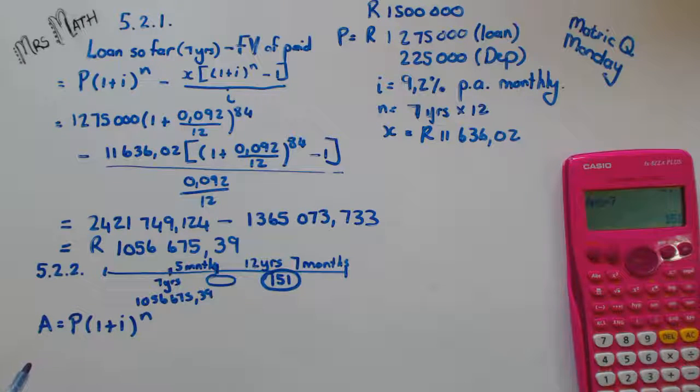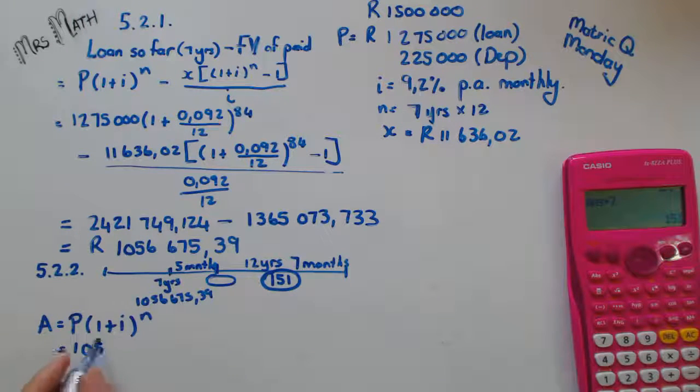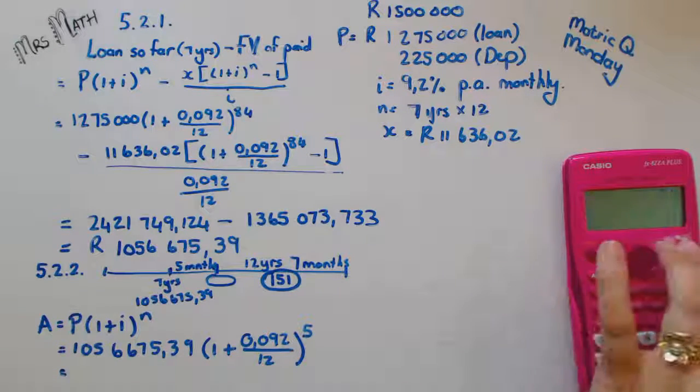Okay, so let's just go calculate this formula, starting at the end of the 7 years. He starts with 105675.39, and that builds up still at a rate of 0.092 over 12, and that happens for 5 months. Right, now you can multiply 1 year with 5 over 12, or you can just do 12 months over 5 over 12. Okay, it's 5 months.